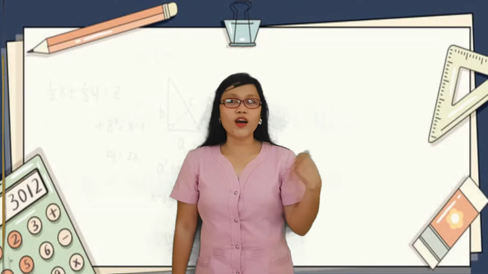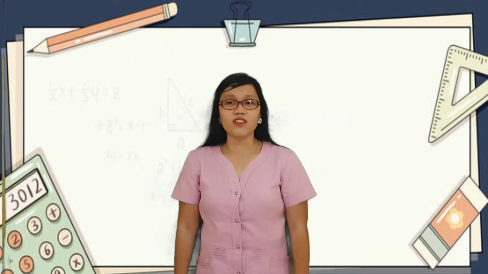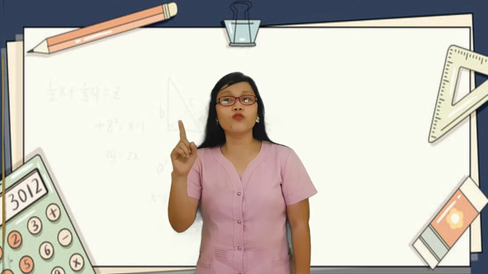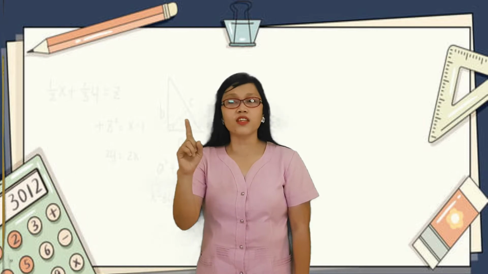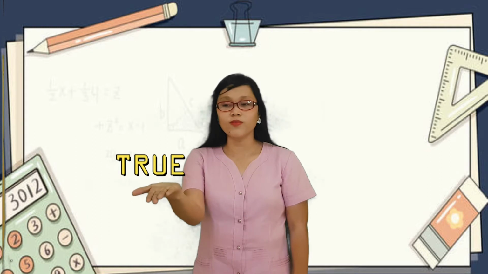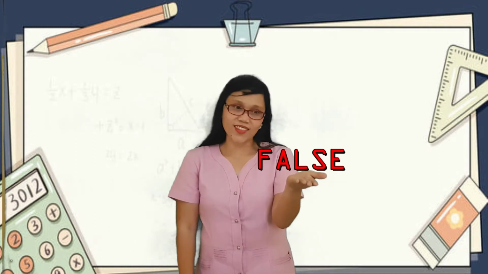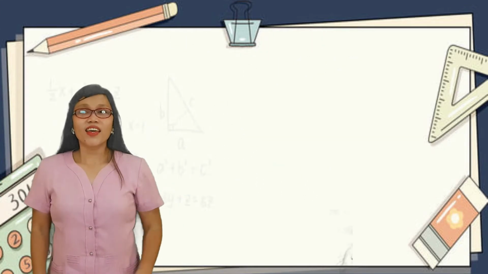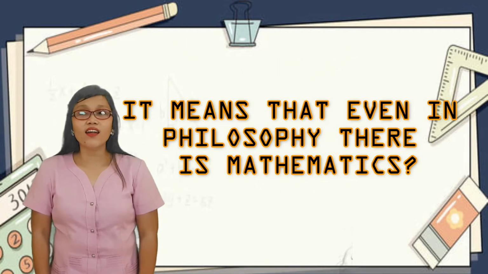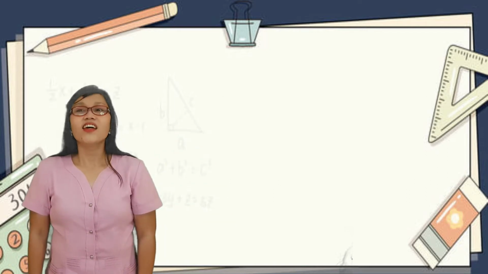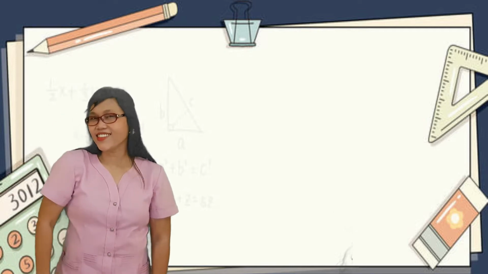Today, to avoid the controversies and implications, the term sentence is often used instead of proposition or statement to refer to just those strings of symbols that are truth bearers, being either true or false. Wow! It means that even in philosophy, there is mathematics? Yes, there is. Now, are you ready to learn?